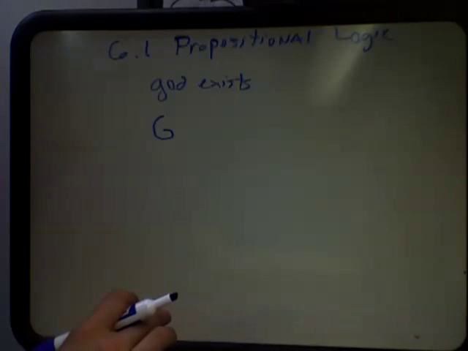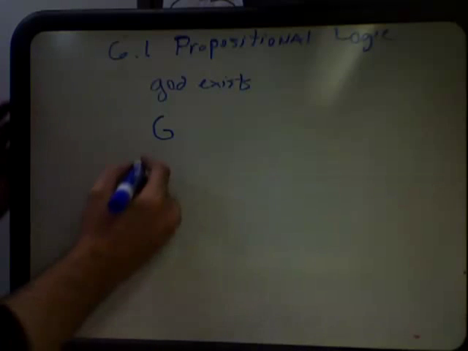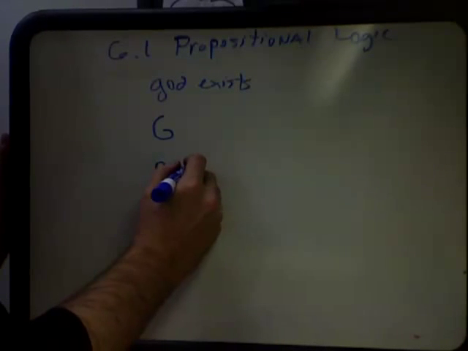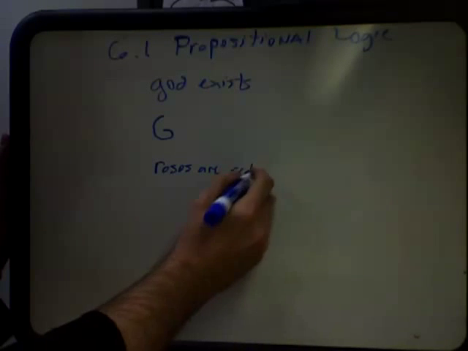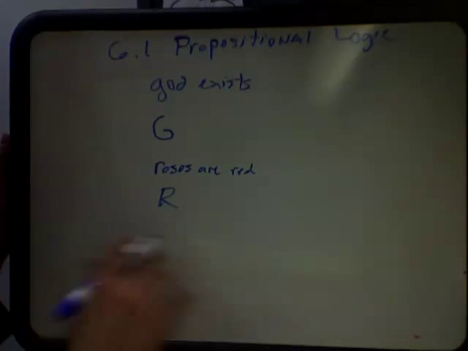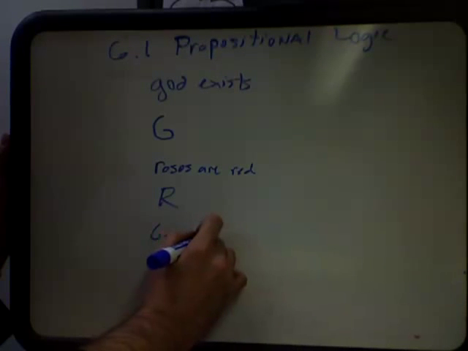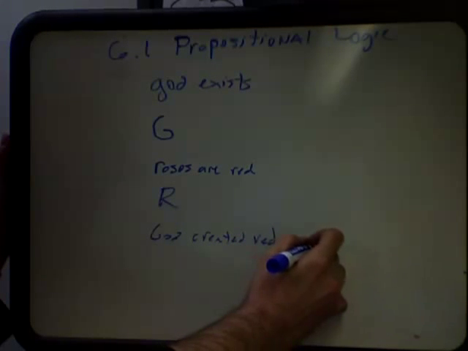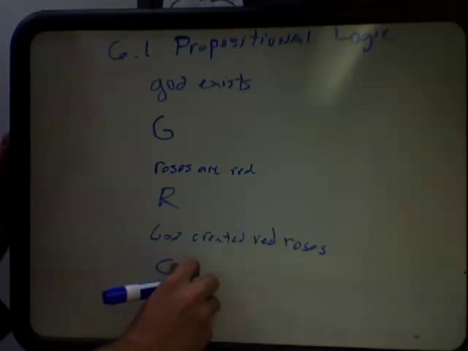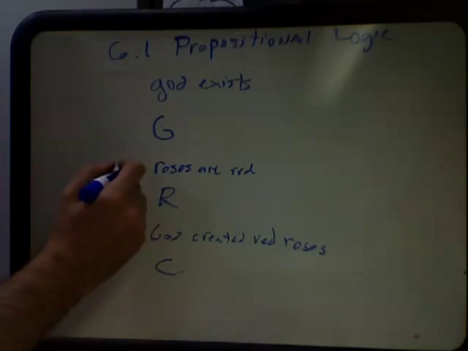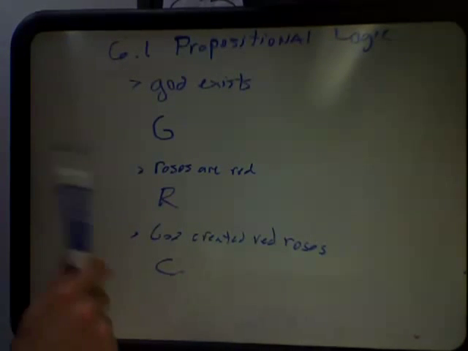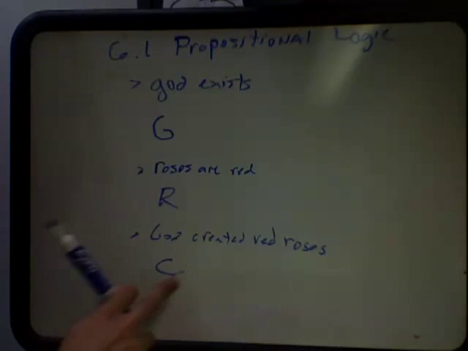Similarly, we could also take a different proposition, right? Let's say the proposition that roses are red. That could be symbolized with an R. You could also take a proposition, God created red roses, and we could symbolize that with C, right? So these are all different statements that all mean different things: God exists, roses are red, and God created red roses, and we can symbolize them.